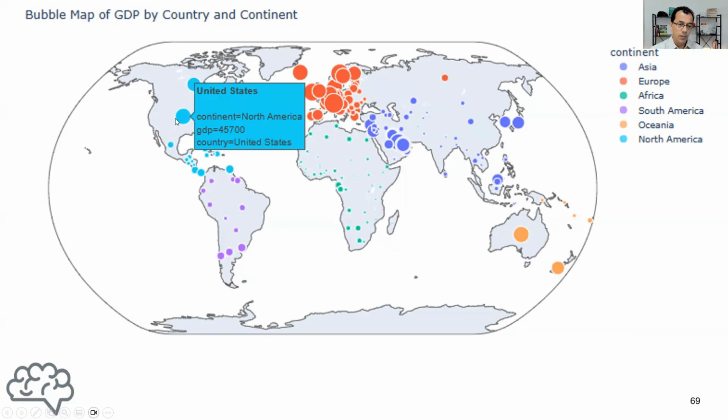If we move the cursor over each bubble, we can see some information. This is called the tooltip. The tooltip is this box that pops out and brings you some metadata, some data about this data point. In this case, it's telling you that this is the United States, in the continent North America. Its GDP is 45,700, and the country name is repeated here as it is here.